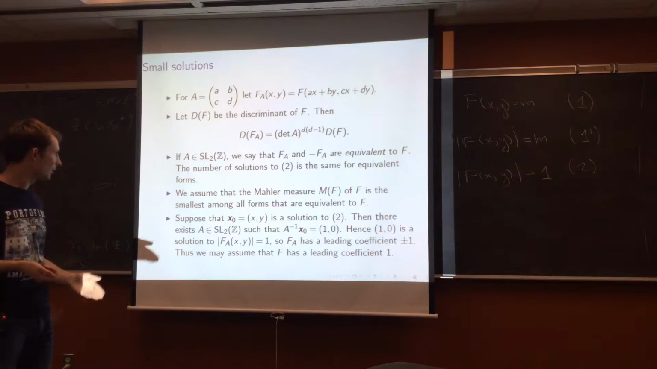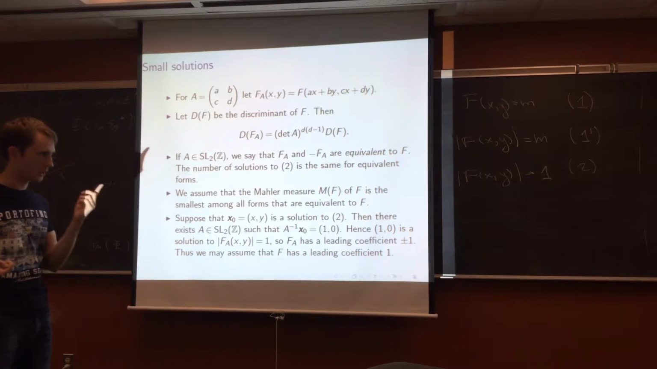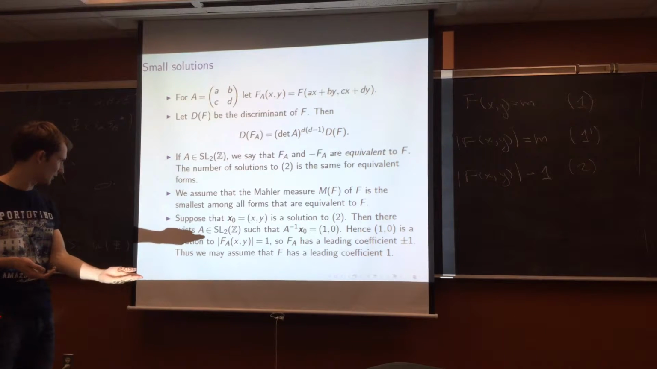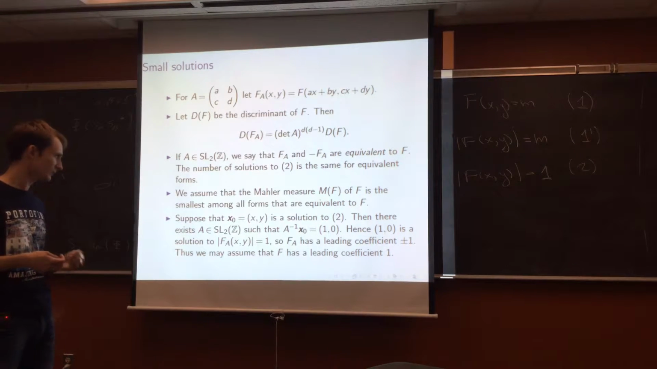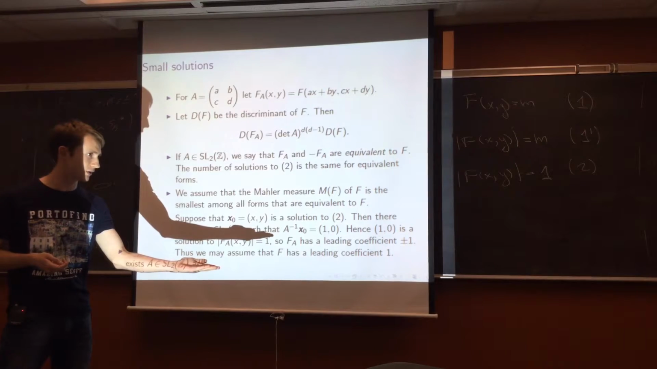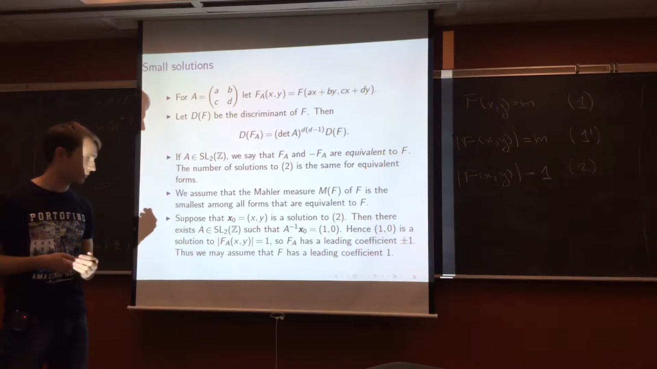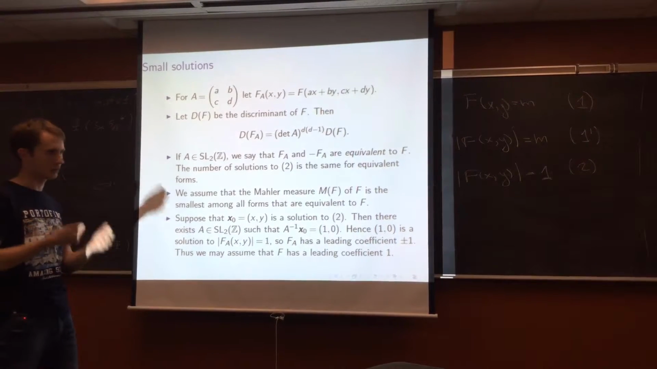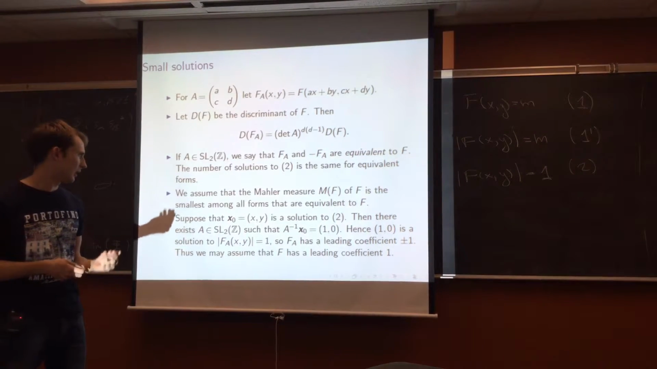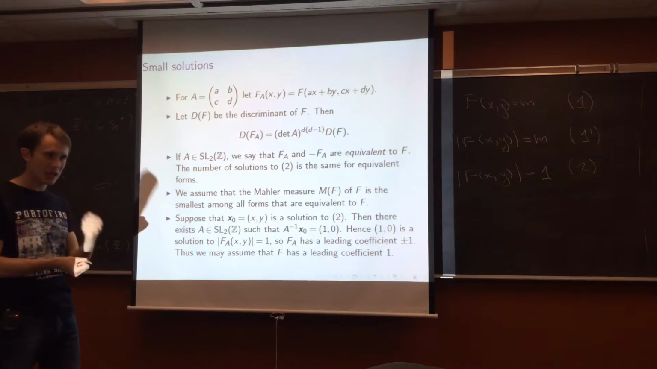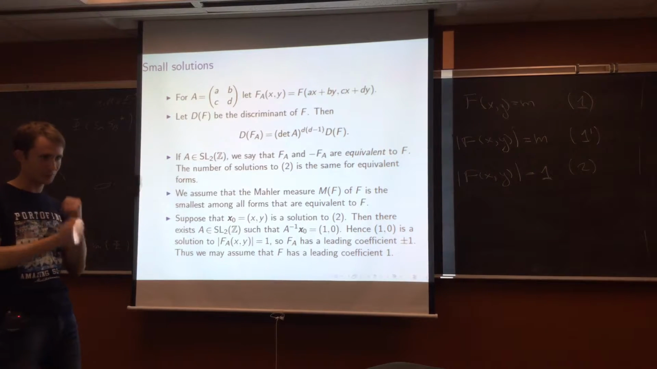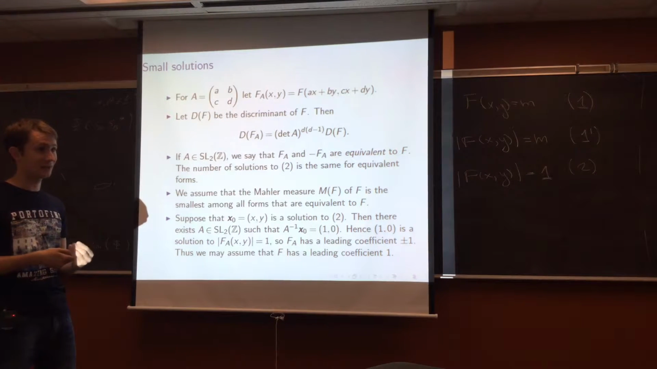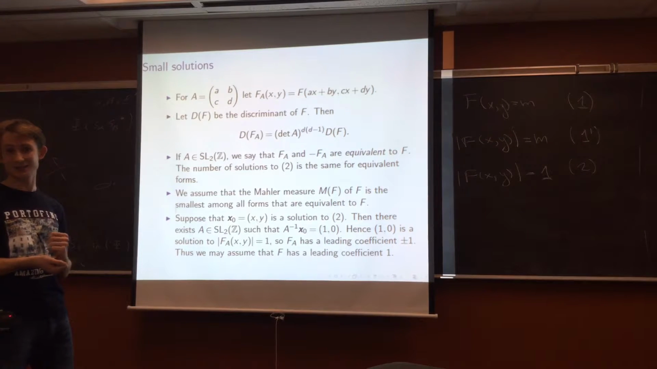How can I do that? Well, I suppose that there is a solution to my equation. Then I can find a matrix in SL2Z such that if I act by the inverse of A onto my solution, I get (1, 0). Okay, so this is a system of two linear equations. You can easily solve it. In the end, you see that there exists an A such that if I act by A on my form f, I am getting a new form which has (1, 0) as a solution.